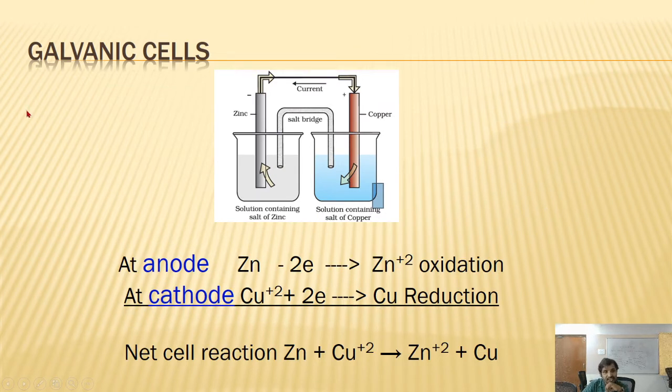Now next, the galvanic cell reaction. At the anode, zinc is losing 2 electrons, forming Zn2 plus, which is oxidation, and at the cathode, copper plus 2 is receiving 2 electrons and becoming copper metal, that is a reduction. And the overall net cell reaction is zinc plus copper plus 2 gives rise to zinc plus 2 and copper. Okay.